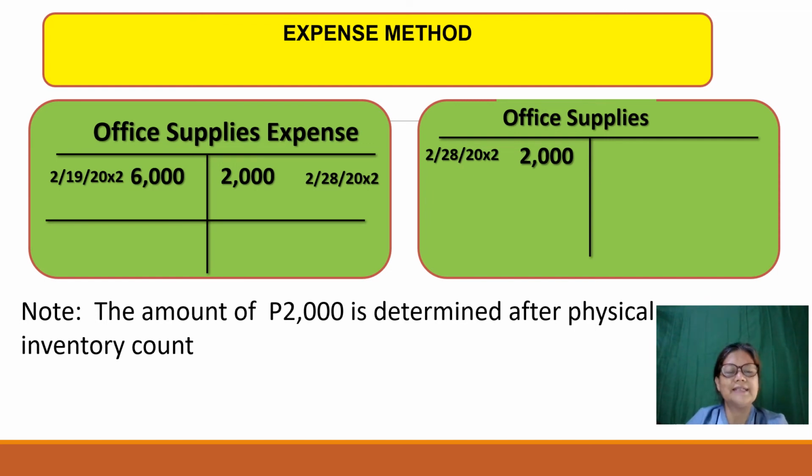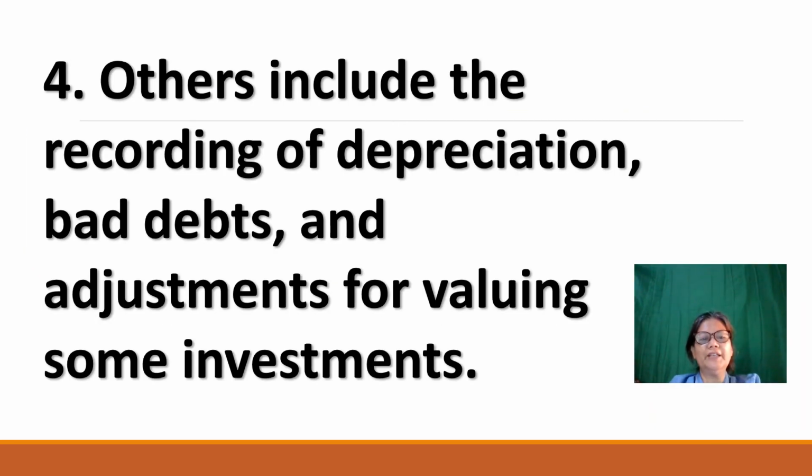So, let us get the difference between the debit of 6,000 pesos and 2,000 pesos in the office supplies expense. So, what did you get? You get 4,000 pesos, and this will be the amount of office supplies expense because 2,000 was still unused. Others include the recording of depreciation, bad debts, and adjustments for valuing some investments.